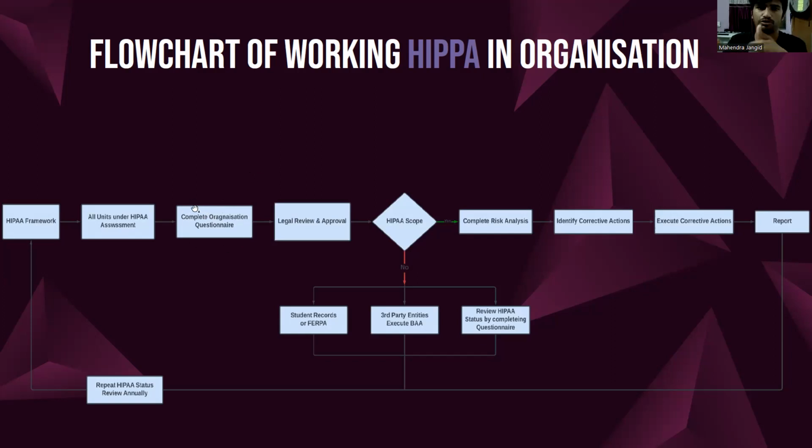Questionnaire means they ask the questions, they save it in the system, and no other can have. Then legal views, like police cases, other things. Scope: will the company get certified or not? If not, then they have to go through the process again. If they get certified, then they go to identify correct actions and execute.